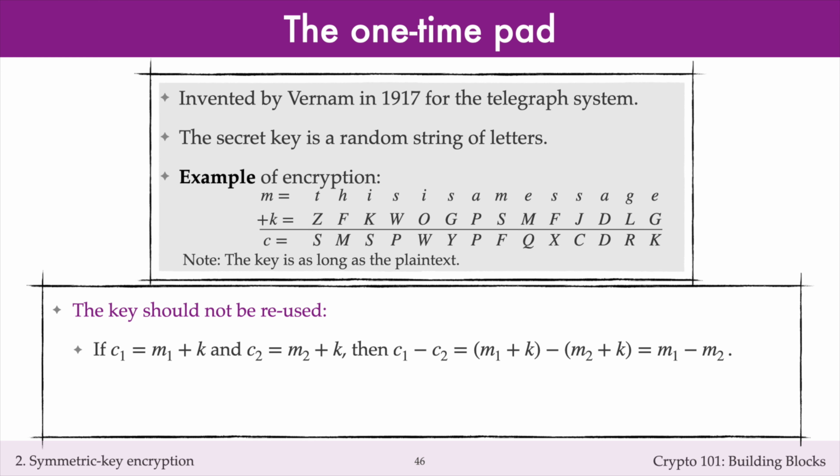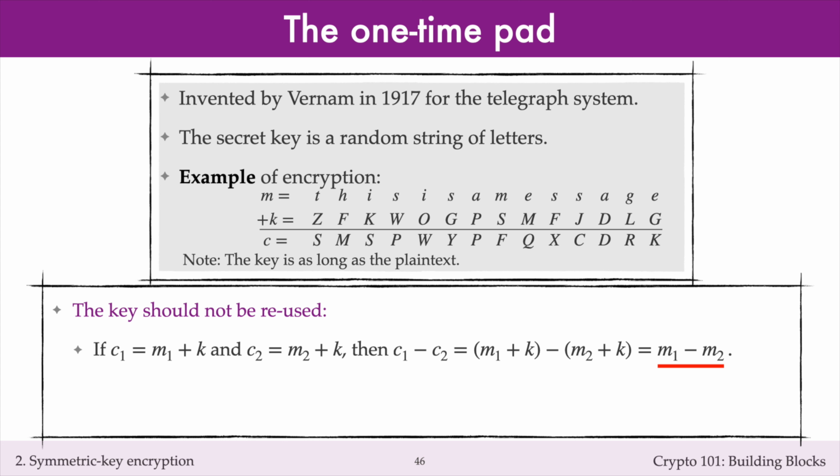To see why, suppose that a plaintext M1 is encrypted with K to get ciphertext C1, and the second plaintext M2 is encrypted with the same key K to get ciphertext C2. Then an eavesdropper who sees the ciphertexts C1 and C2 can subtract them. The K's cancel, and the result is M1 minus M2.